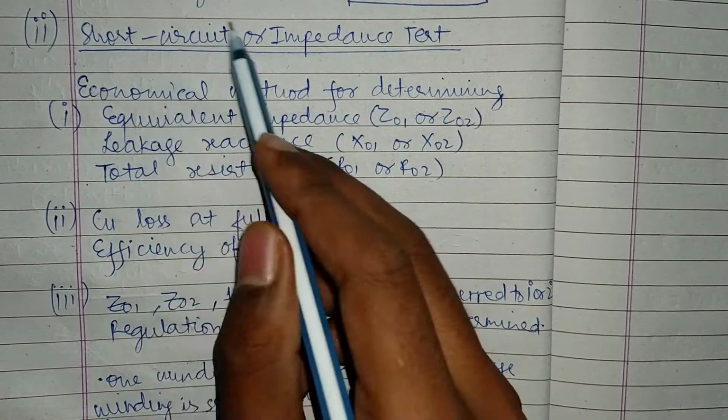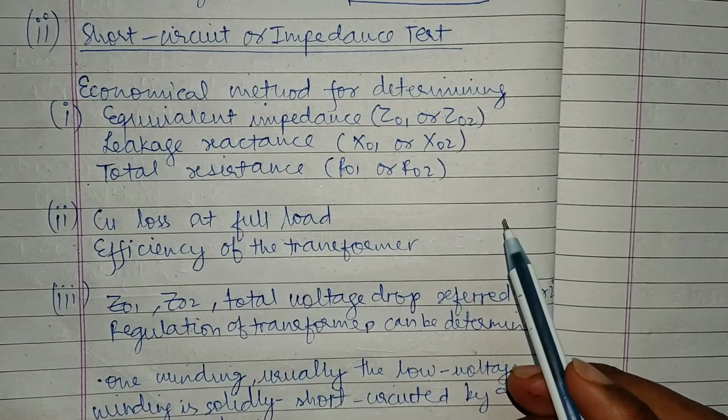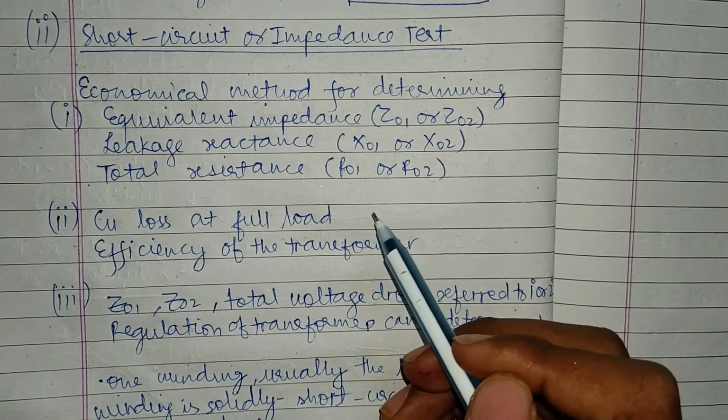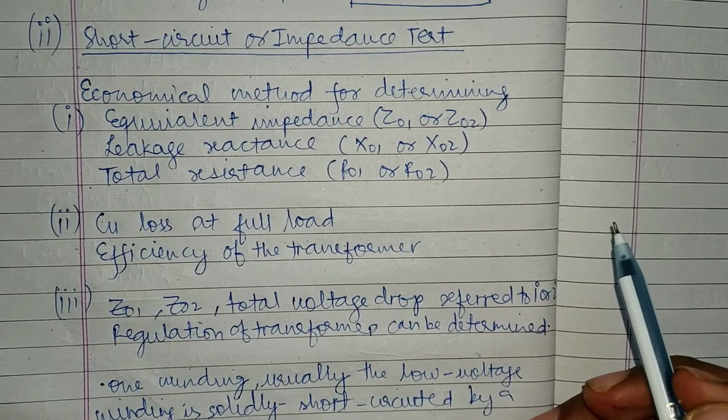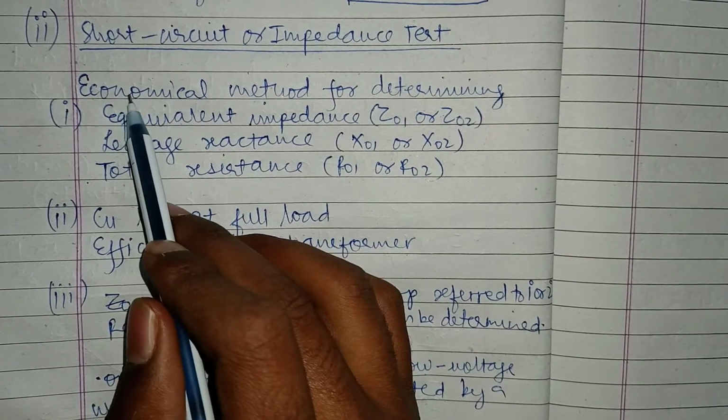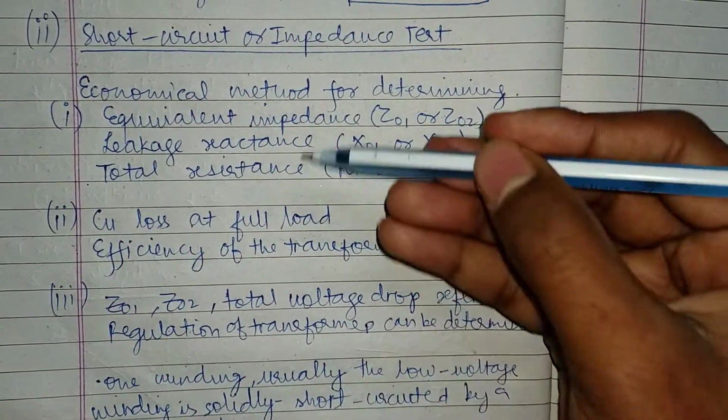Since the name is short circuit, it means something we are going to short circuit. We will study later what we are going to short circuit. Short circuit means direct connecting and having zero resistance. So it is one of the economical methods for determining these quantities.